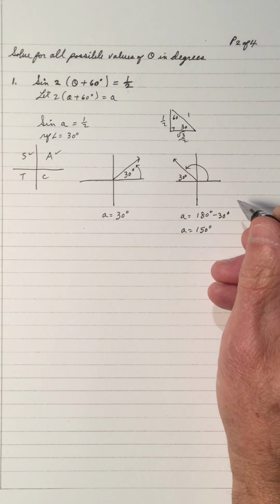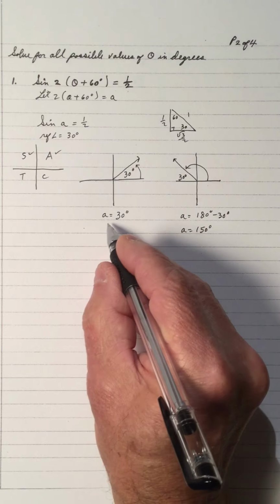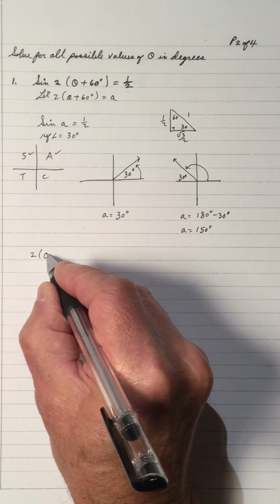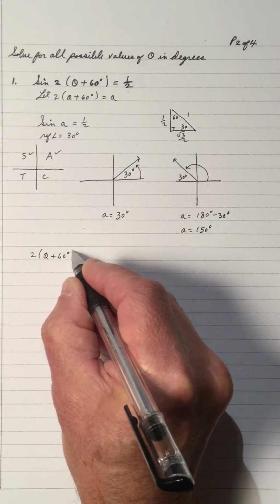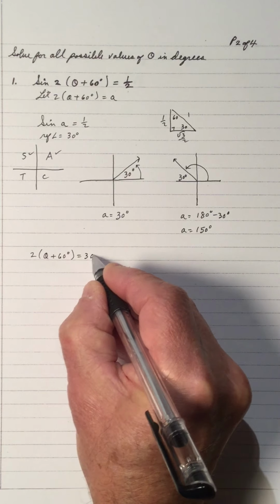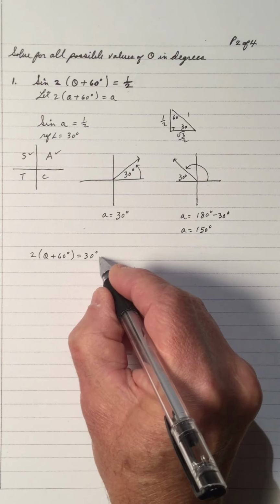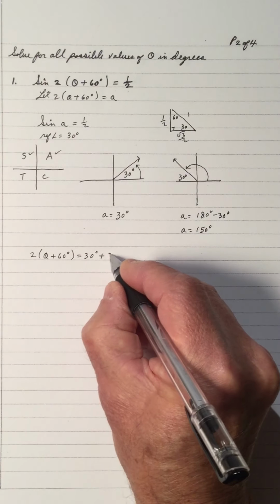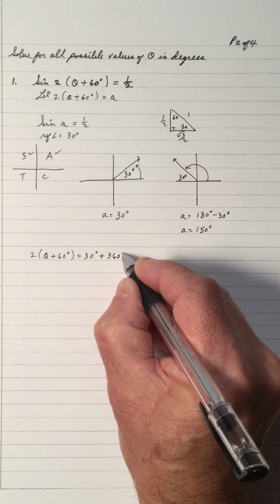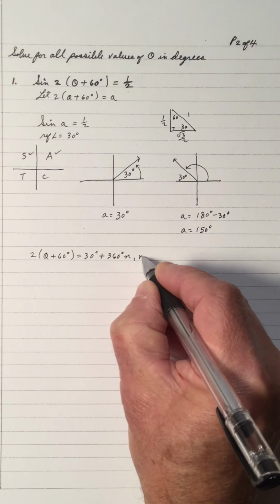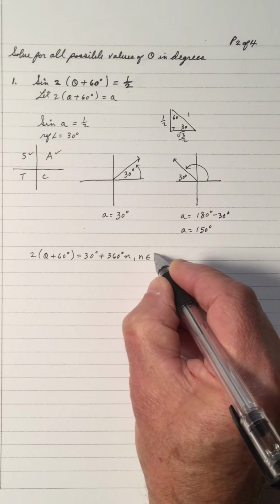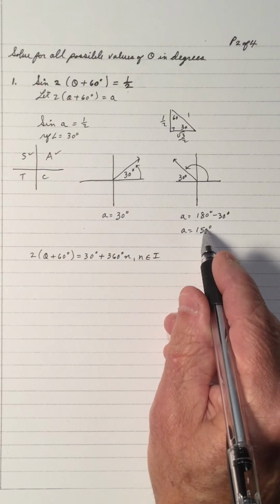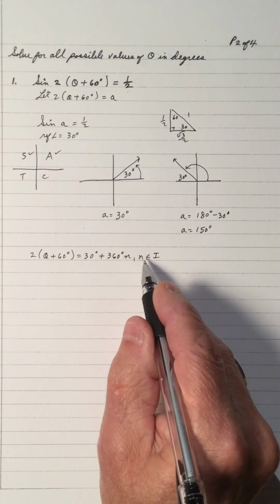Now we have to find all of them. To find all of them, we replace A: 2 times theta plus 60 degrees equals 30. But not only do we let it equal 30, we also know that for sine, the period is 360, and we're in degrees, so it's 360 n, where n belongs to the integers. We'll work this one out, and then we'll work one out for 150, following the same pattern.